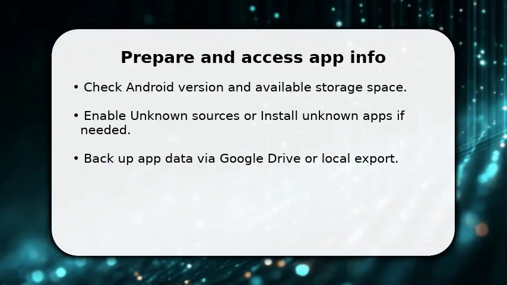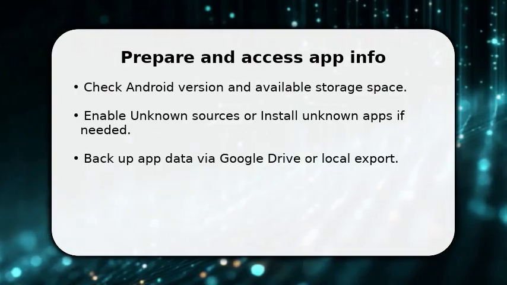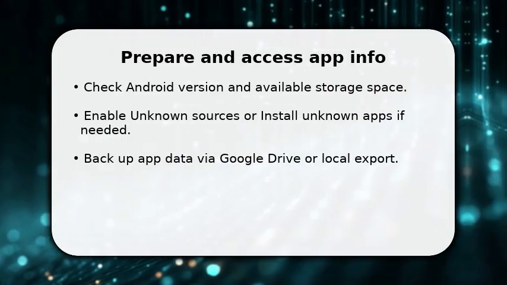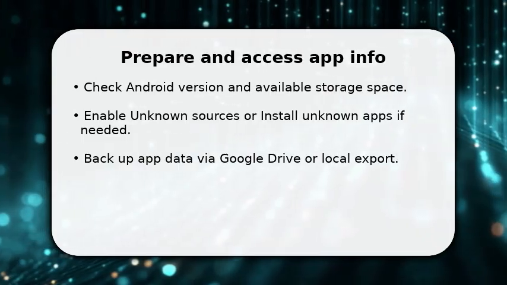You start by opening Settings and going straight to Apps or Apps and Notifications. Tap the target app and choose App Info. Once there, clear cache and force stop to avoid conflicts when downgrading, and make sure you have sufficient storage and a current backup of app data.